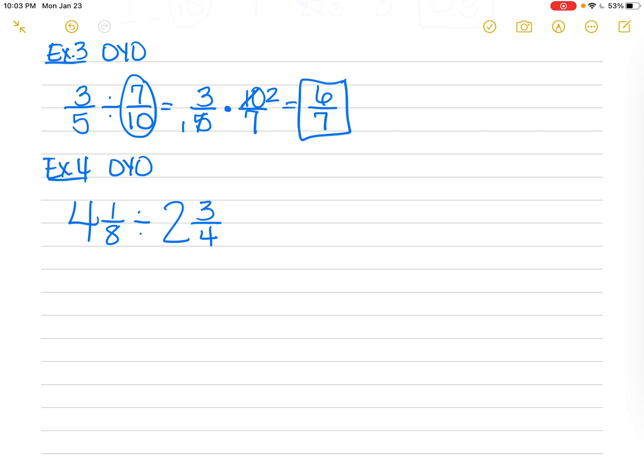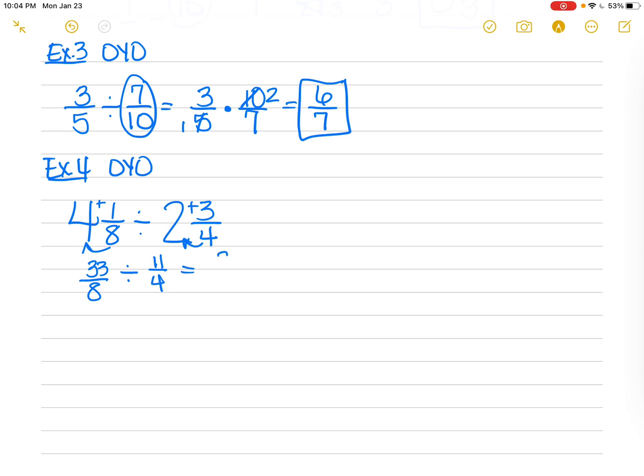Okay, you should have paused and done this on your own. Now we're going to change, but first you should have changed them both to improper fractions. So 8 times 4 is 32. Plus 1 is 33 over 8. I'm going to keep this division because I'm just changing them right now. 4 times 2 is 8. Plus 3 is 11 over 4.